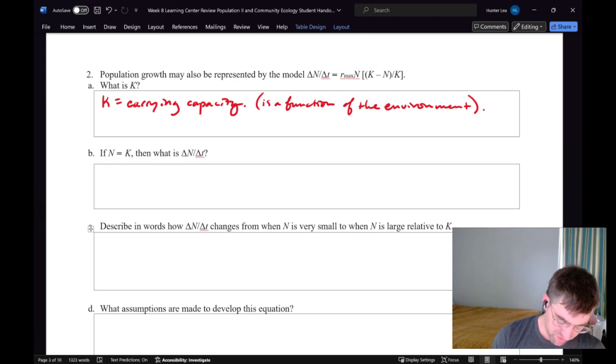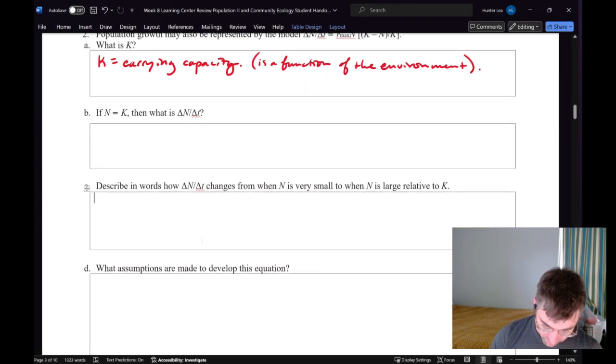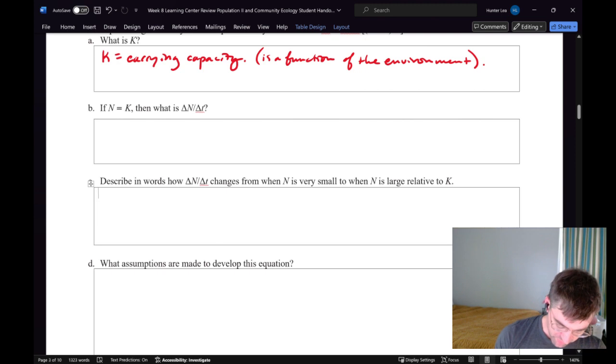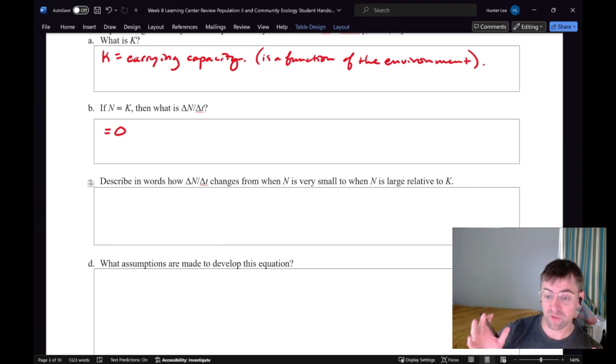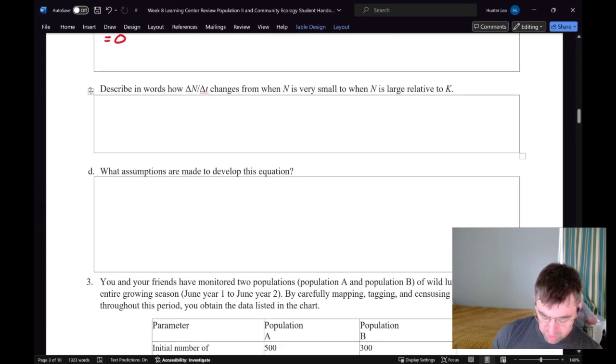If the number of individuals in the population equals K, then what is the change in population per unit time? This would equal 0. That is, there's no change in the population size over time. It will remain at that carrying capacity. Describe in words how delta N over delta t changes from when N is very small to when N is very large relative to K.